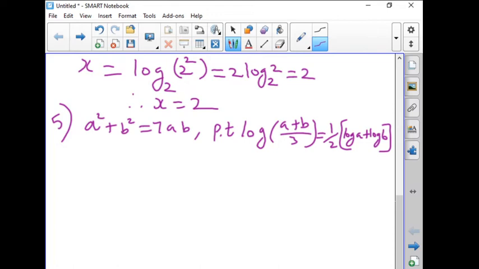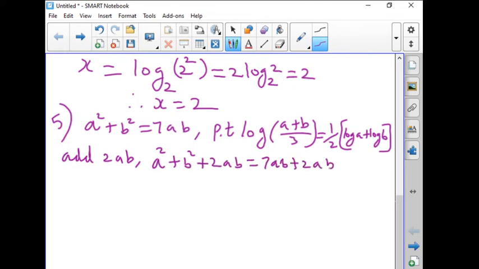Now see the question, we are having log a plus b. The left hand side we should bring to the form a plus b the whole square. To bring it to the form, add 2ab on both the sides. So what you get is a square plus b square plus 2ab is equal to 7ab plus 2ab. So this is a plus b the whole square is equal to 9ab.